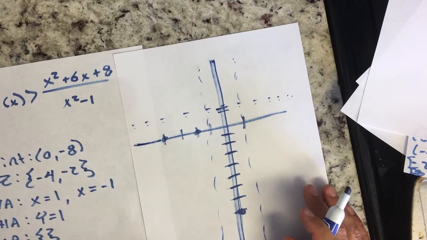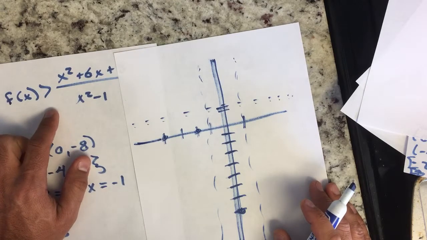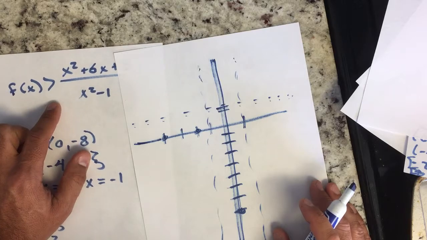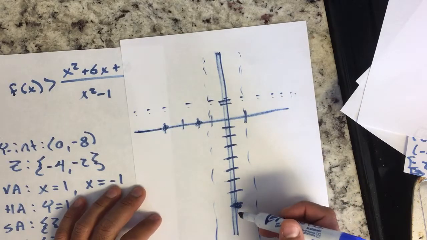I need to put the graph in. One thing that I need to remember is if it's a solid or a dashed graph. Because this is greater than, it's going to be a dashed graph. I know it looks like this and it's going to get infinitely close.